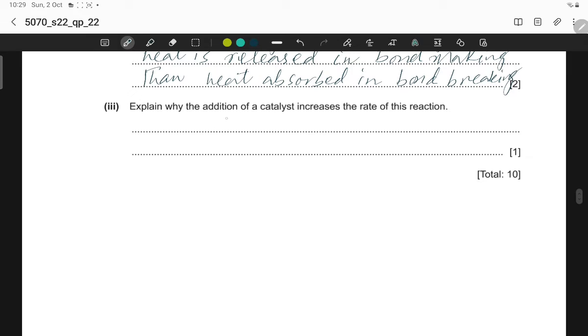Explain why the addition of catalyst increases the rate of reaction. A catalyst lowers the activation energy.